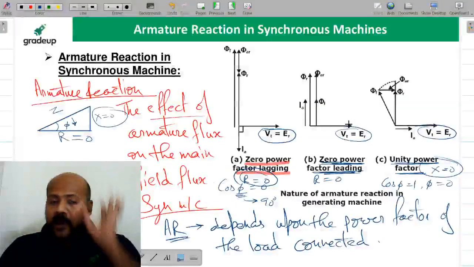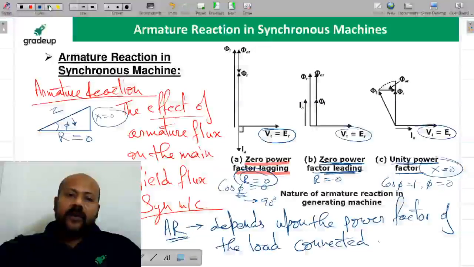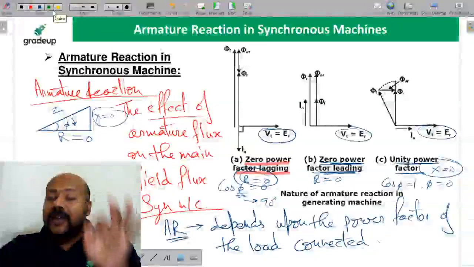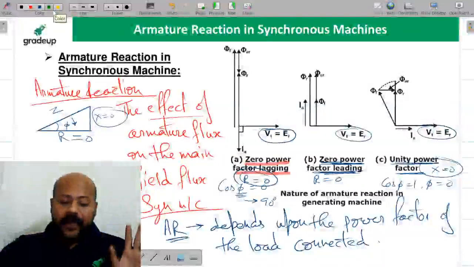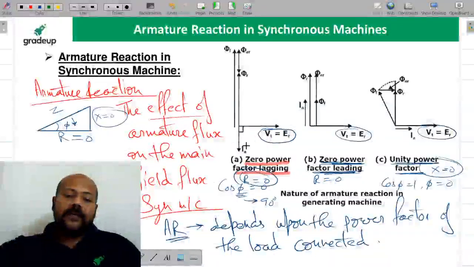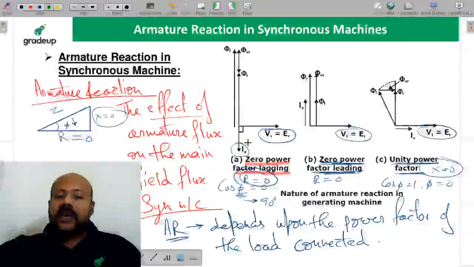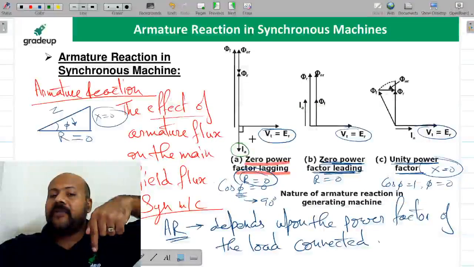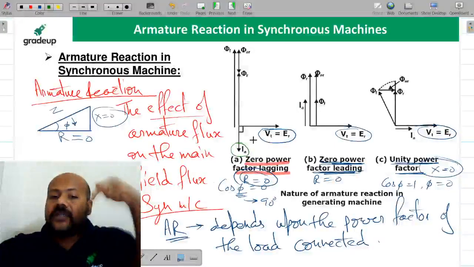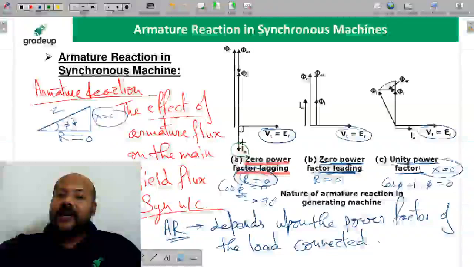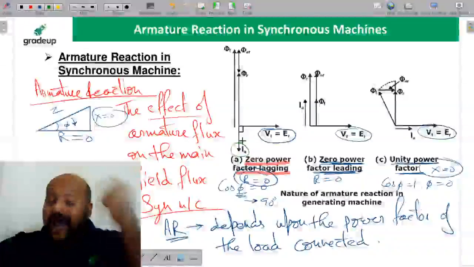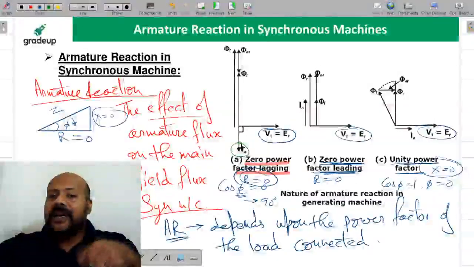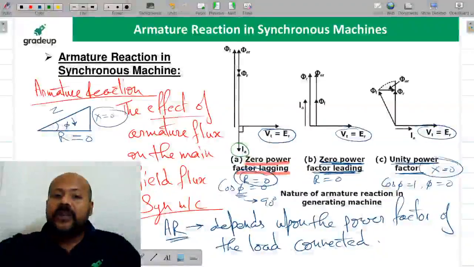Now you listen to me properly. Very important point I am going to tell you. All of you just put your ears near to the speaker. Everybody, listen to me. I am saying if this armature current is lagging the terminal voltage or the excitation EMF by 90 degree, because we are taking the zero power factor lagging condition, it means the flux due to this armature current is going to be in opposition to this field flux.